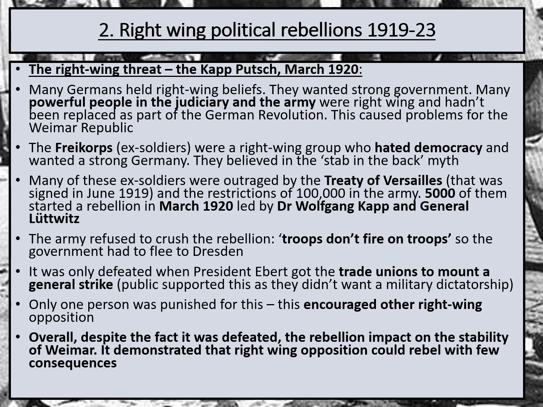The government then betrayed them even further with the signing of the Treaty of Versailles. So under the Treaty of Versailles, there was only going to be 100,000 in the army. So 5,000 of these Freikorps started a rebellion in March 1920. They wanted an end to the Treaty of Versailles.